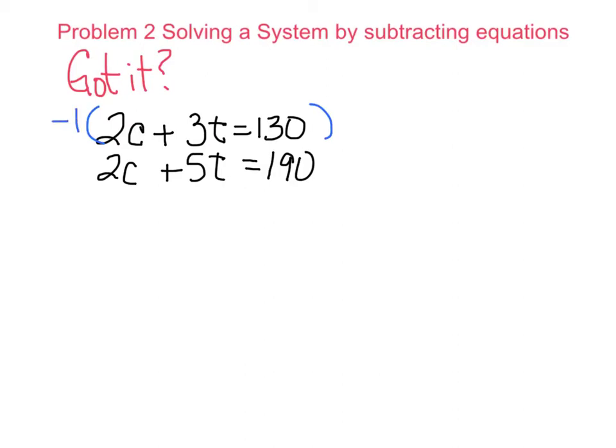Now it doesn't matter which one. It really doesn't. I'm going to multiply the first one by negative 1. Now notice what I'm going to do. I'm going to actually write both of these again over to the right. The reason is it keeps me organized. So then I don't have a whole bunch of equations in a row and then I don't know what I'm supposed to do. So I'm going to get negative 2C, multiply everything by negative 1, minus 3T equals negative 130. The second equation doesn't change.